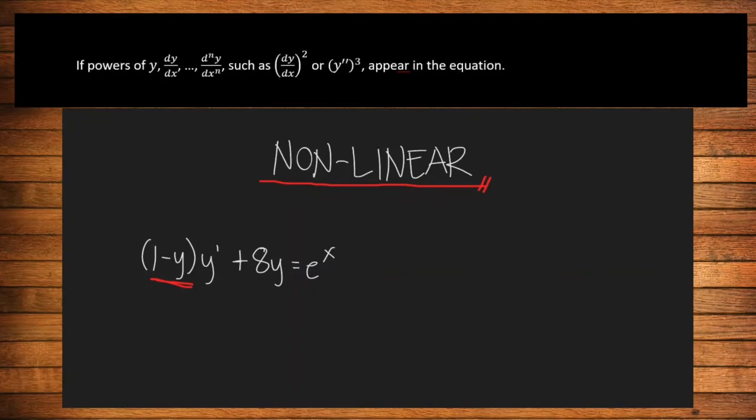So, next condition we have is if the powers of y, dy over dx, up to the nth derivative of y with respect to x, such as (dy over dx) squared or (y double prime) cubed, appear in the equation, then the equation is non-linear. We have this equation, the third derivative of y with respect to x plus y squared equal to 0. So based on this condition, yung y natin, it is raised to the power of 2. Therefore, this equation is also non-linear.